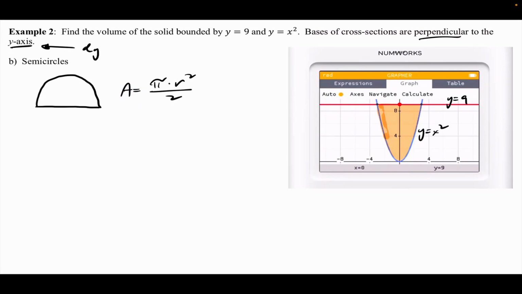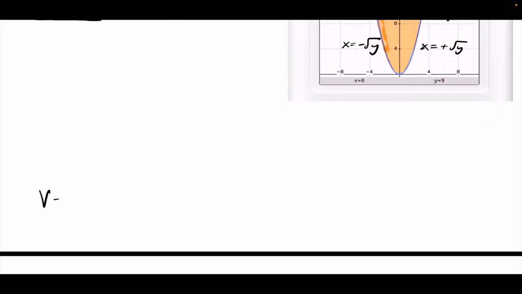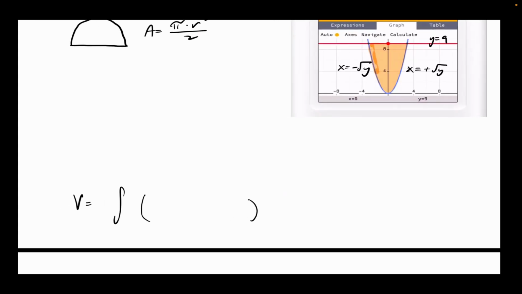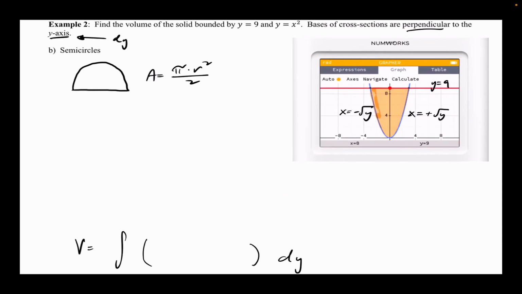This says it's perpendicular to the y-axis, dy. So I'm going to change this one again to what we had earlier, because anything I plug into my final equation, I can't have an x. It's got to only have y's. So let me write this down here. Volume equals something dy. Not ready to do anything with it yet, but I know it's going to be dy, and I know anything I plug into it has to have only y's.